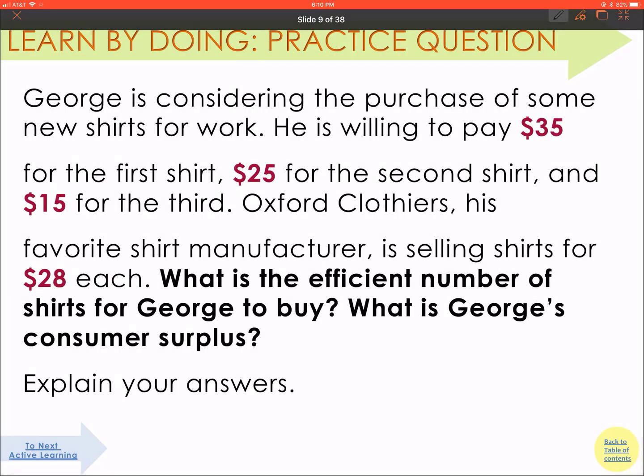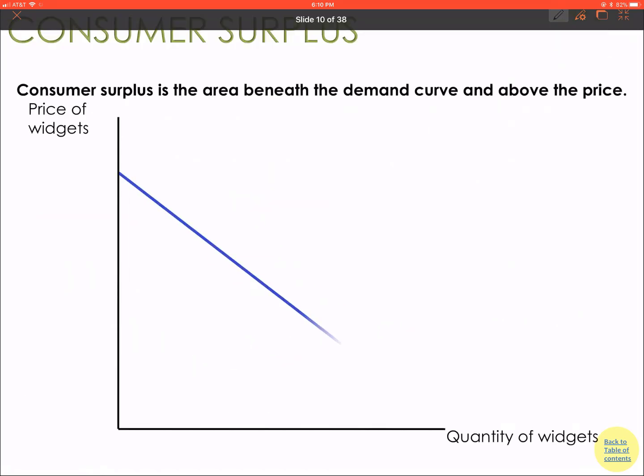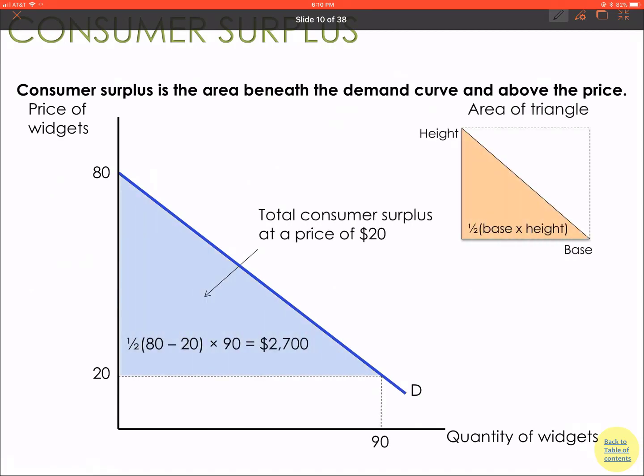Here's your first practice question. So to generalize it, we are looking for a more normal looking demand curve which won't have all those stair steps because it'll actually have a lot of people in it. It'll be more continuous. So the area under the demand curve above the price, in this case the price is 20, and that demand curve begins up there at the vertical intercept at 80.